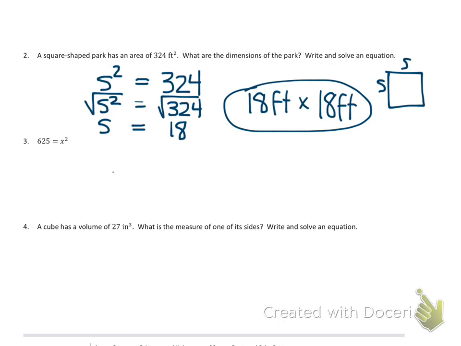All right. Here's an equation. 625 equals x squared. I'm still going to take the square root of both sides of that equation.